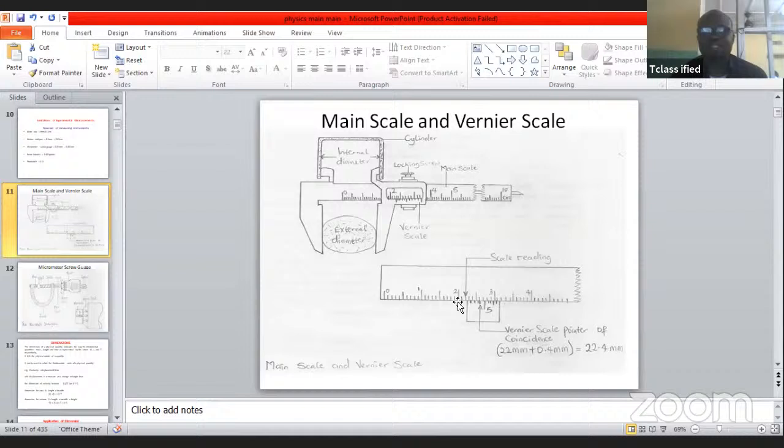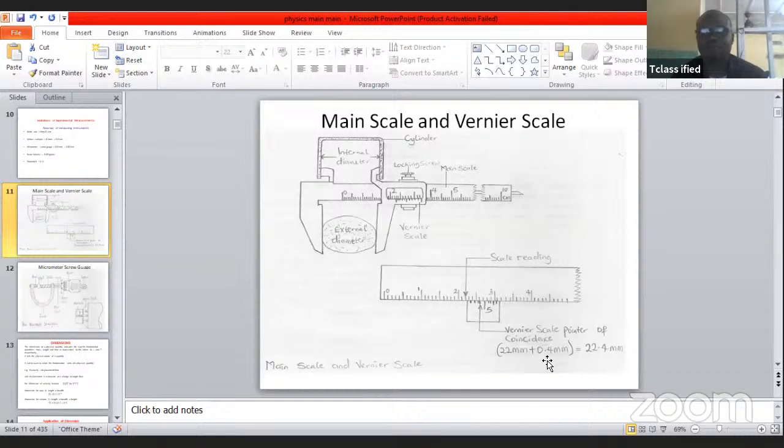So you can see that the measurement just before the zero of the vernier scale here is 22. You can see two here. Then you can see the two lines there showing you that it's 22. Then when you now come into the vernier scale, you check where the up and the down coincide.